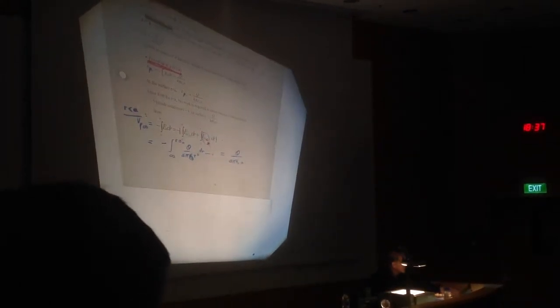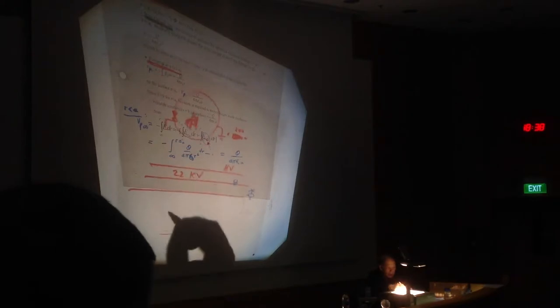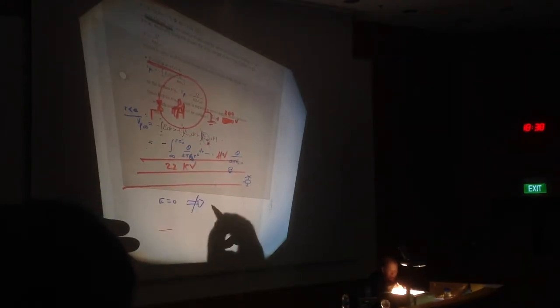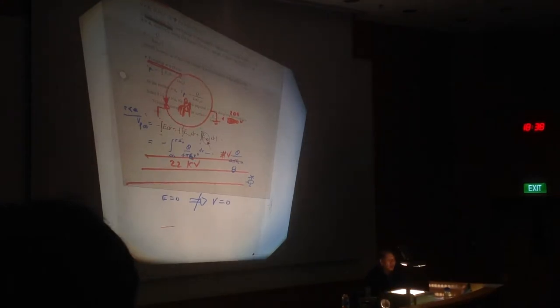Anyway. Okay, so in a hollow conductor, the potential is constant everywhere inside there, but there is no field. Electric field is zero, doesn't mean potential is zero. That is the point I want to make. When the field is zero, E equal to zero, it does not automatically mean V equal to zero. No. Doesn't mean that.